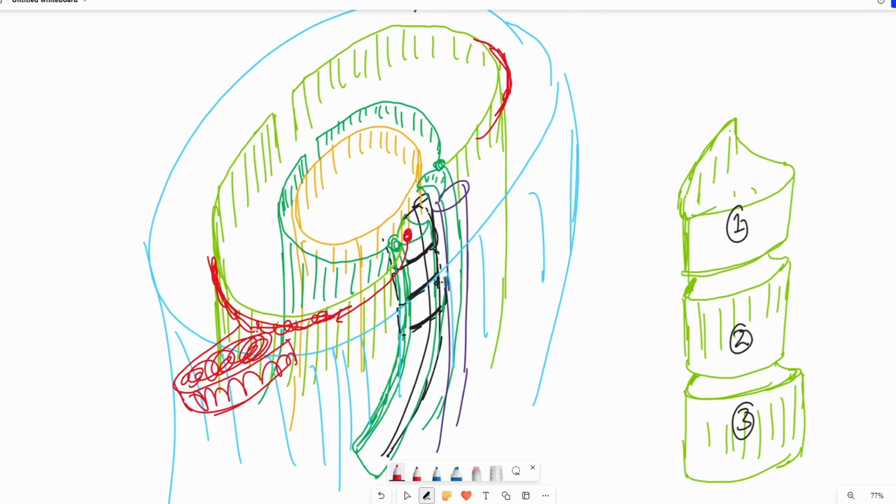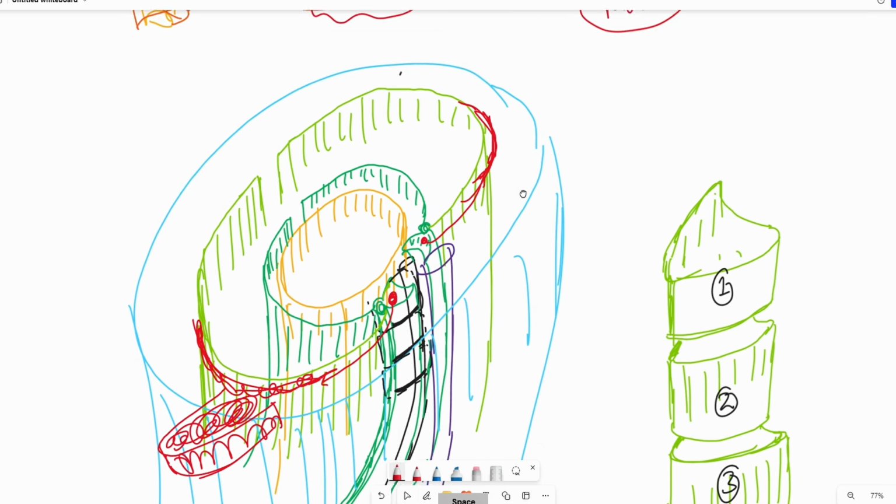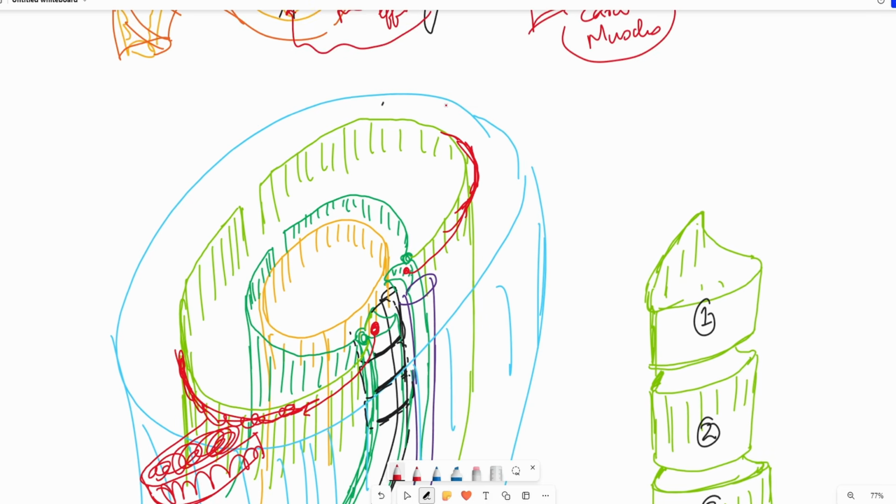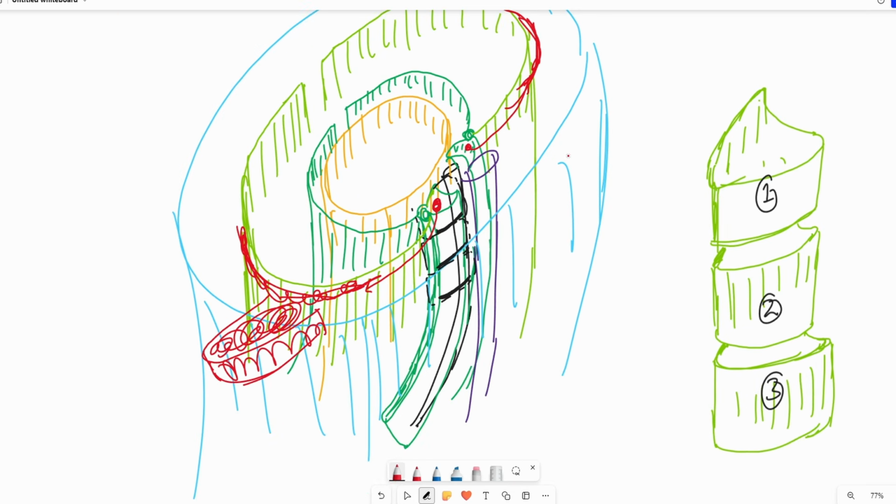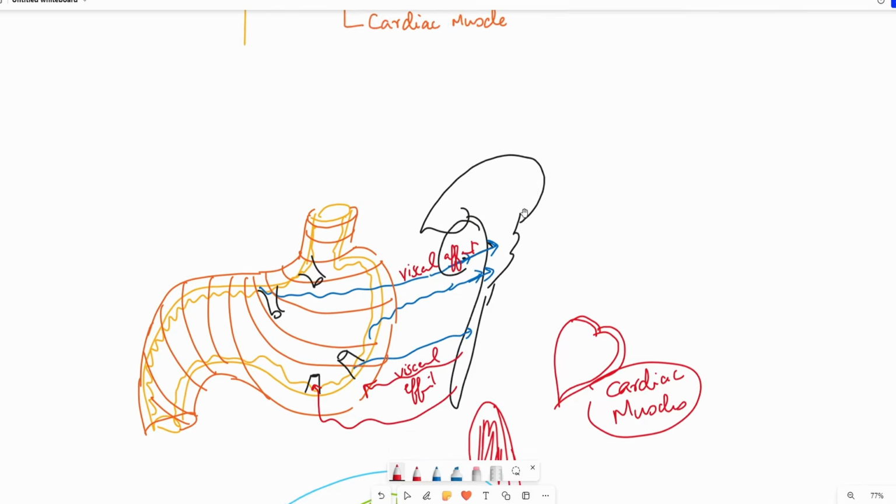So these muscles are actually derived from somites, and somites are the segments of paraxial mesoderm. Here again they will be forming the muscles of our limbs. Right, so what we can say is that most of the skeletal muscles are derived from somites. Most of the skeletal muscles are somatic in origin, right?